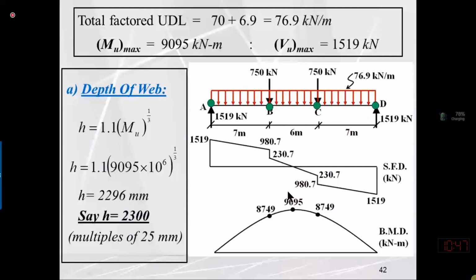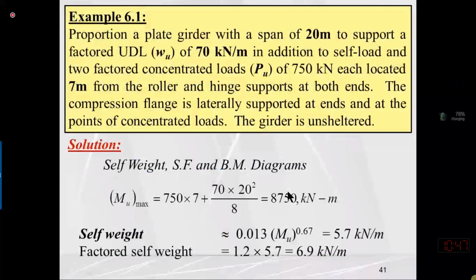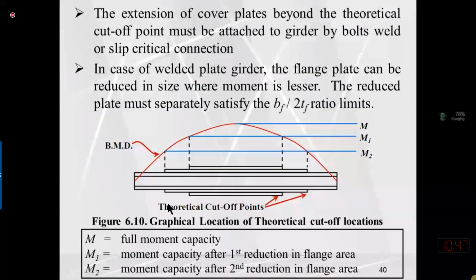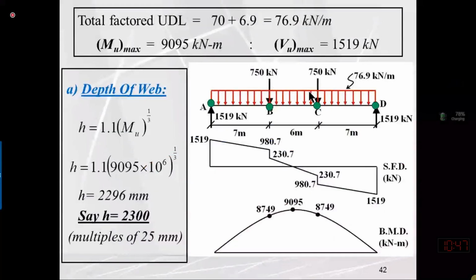That I have determined, omega L square by 8. And due to the concentrated load, it's assumed that this beam is subjected to only load 750 and 750 kN. The loading is symmetrical, so each reaction at point A and D will also be equal to 750.